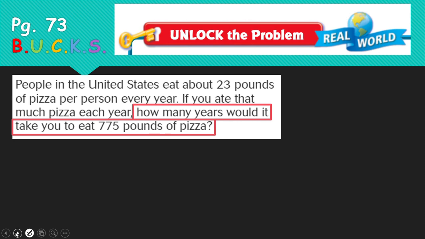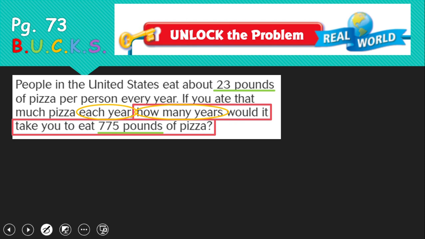So you're trying to find out how long it will take you in years to eat that much pizza. Now we're going to underline our key information, which is 775 pounds and 23 pounds. Okay? So you eat 23 pounds per year, and you want to know how long it's going to take you to eat 775 pounds. Now we're going to circle keywords: each year and how many years.